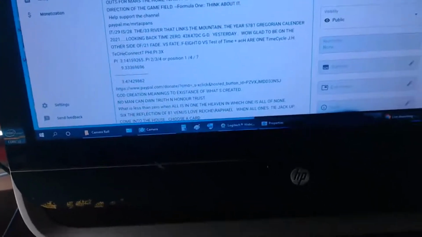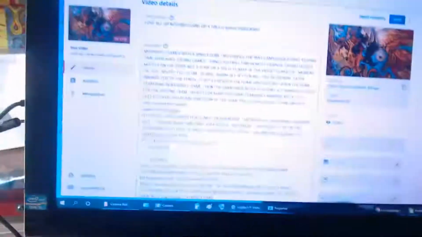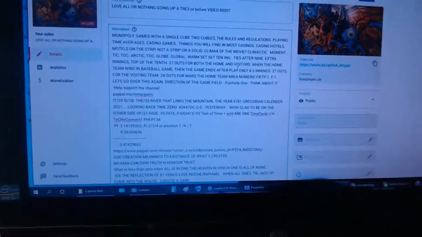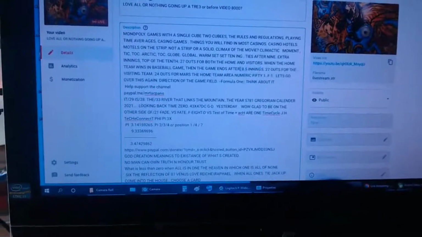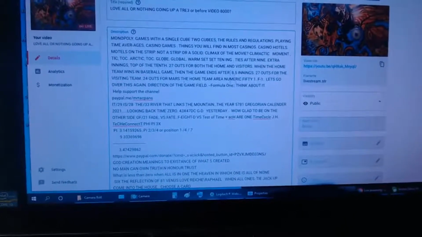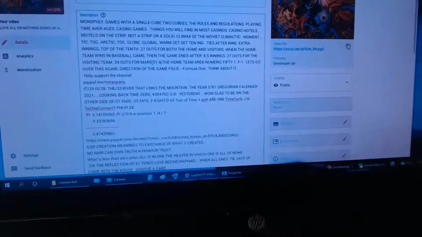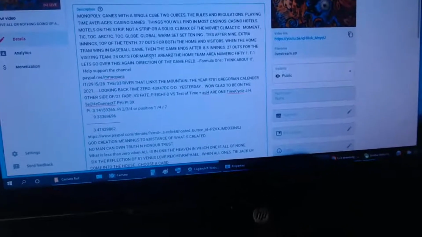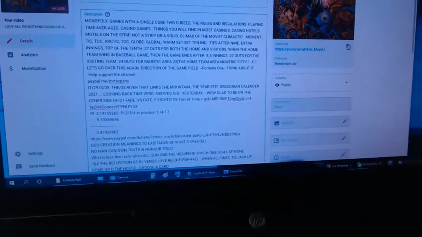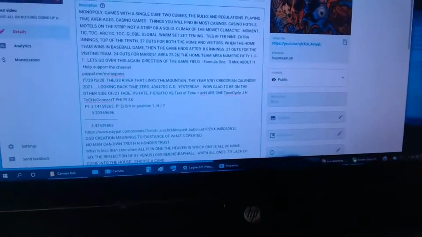When the home team wins in a baseball game, then the game ends after 8.5 innings. 27 outs for the visiting team, 24 outs for the home team. 51 total, 25, 26 is the game.